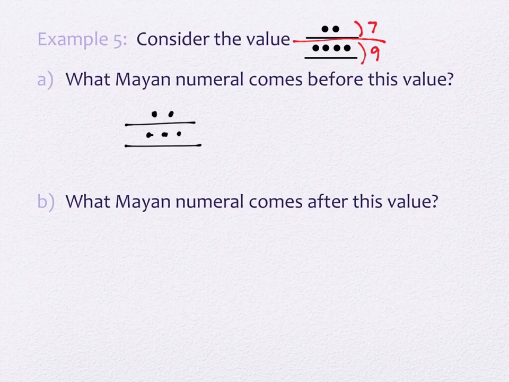So what would you do to get the number after? Add 1. You'd add a dot, which would then give you 5 dots, but 5 dots would be a line. So you would end up having the 2 dots in a line here, and then you'd have 2 lines down here, and do you see a problem? What's that number? That's 17. That looks a lot like 17, right?